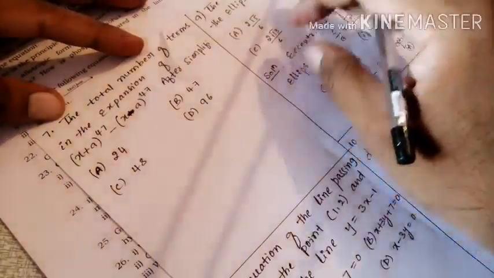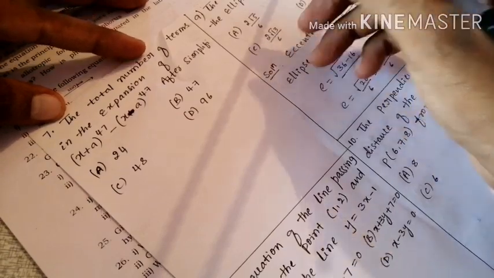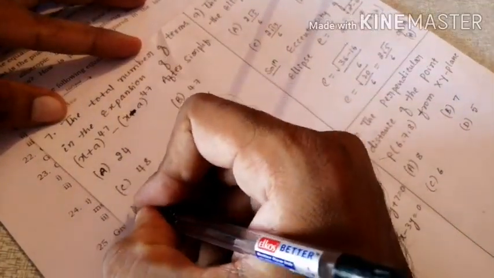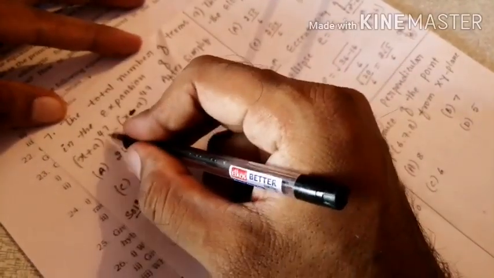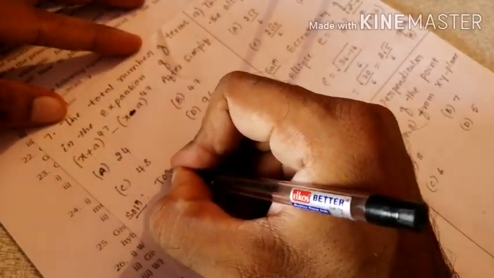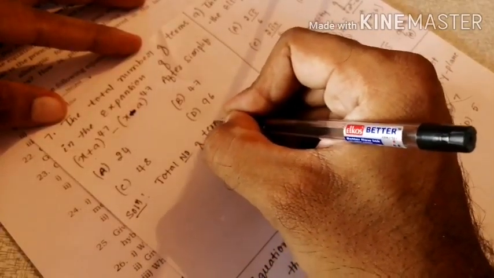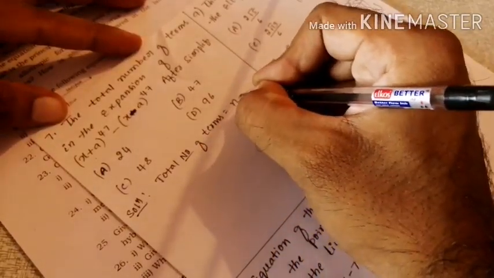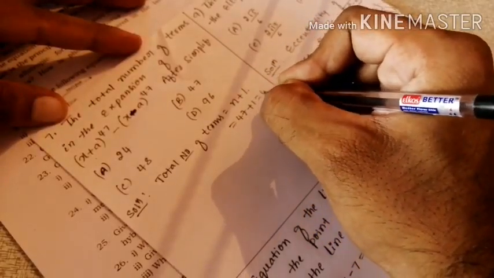Question number 7. The total number of terms in the expansion of (x plus a) whole power 47 minus (x minus a) whole power 47 after simplification. This question belongs to the binomial theorem. My dear students, we know very well, the total number of terms in any expansion is n plus 1, nothing but 47 plus 1, which is equal to 48.